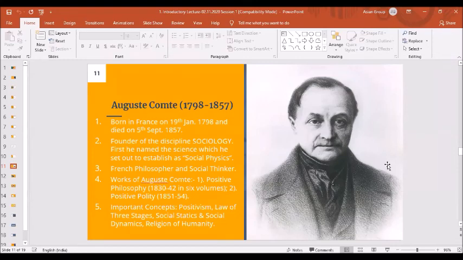The same thing I discussed with you. He wrote two very important books, Positive Philosophy and Positive Polity. Now, the concepts given by Auguste Comte: number one is the law of three stages, which we will discuss. Number two is social statics and social dynamics. And number three is the religion of humanity.